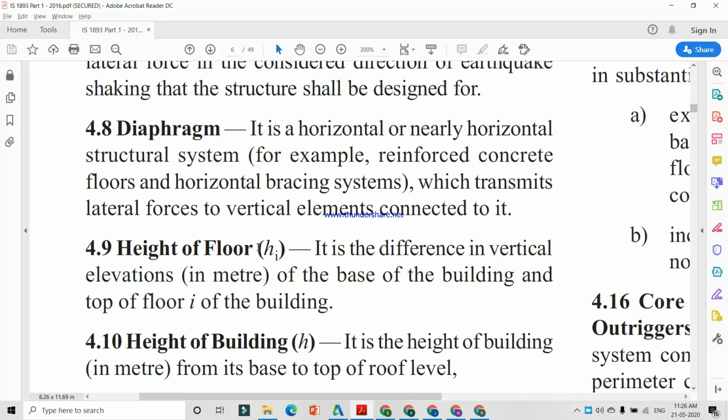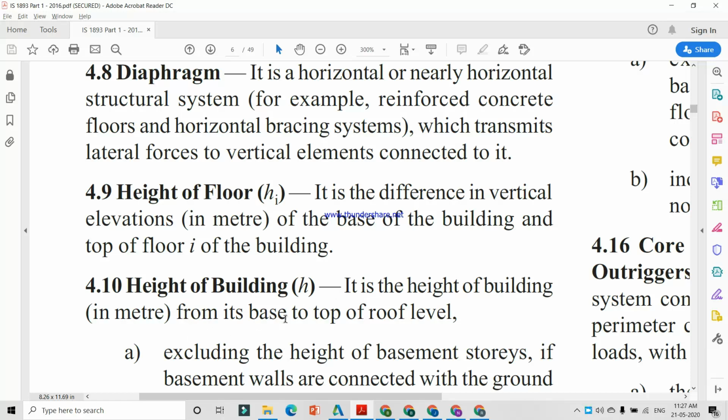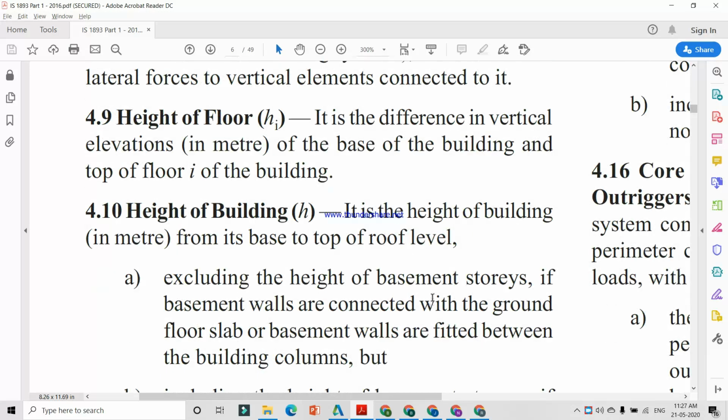Height of the floor. Height of the floor is nothing but the difference in vertical elevation from the base of the building to the top of the floor. These are the height of the floor from base to its top. Height of building means from its base to the top of the building, up to the roof level. Here is the base of the building and the top of the floor, that means the individual floor, and here is the roof level.